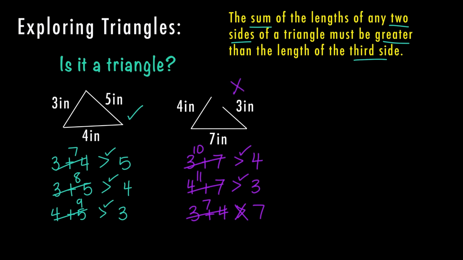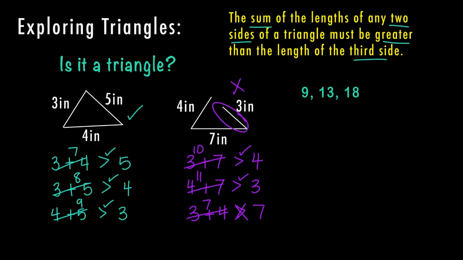So the information means it doesn't matter which two sides you're adding up. Any two sides, when you add them up, have to be greater than the third side in order for it to be a triangle. So what happens is this one, because 3 plus 4 is not greater than 7, the triangle would not end up closing. Let's look at some more examples here.